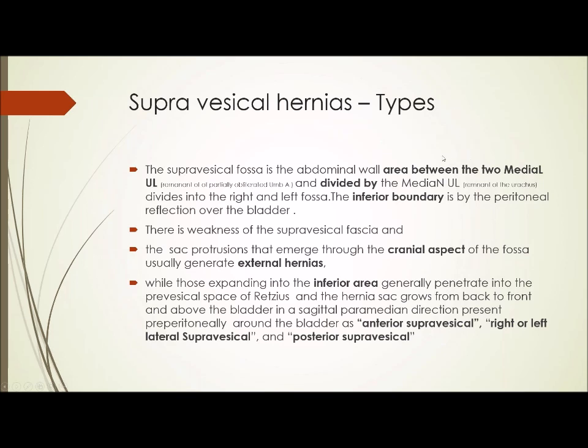So that is basically the lateral boundary. The lateral boundary of the supravesical fossa would be what? The two medial umbilical ligaments, right? Now, the inferior boundary is the peritoneal reflection of the bladder.